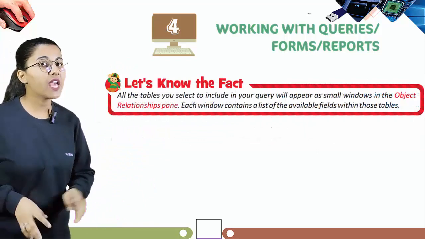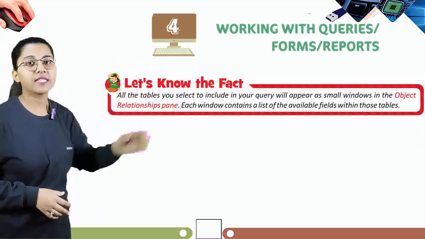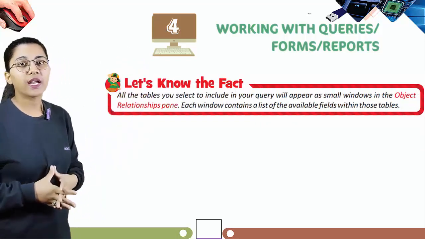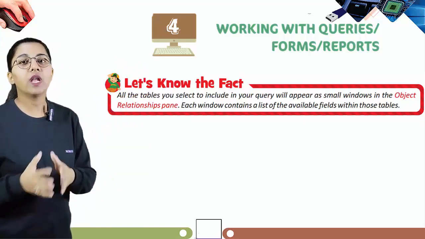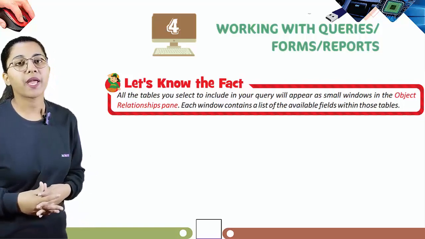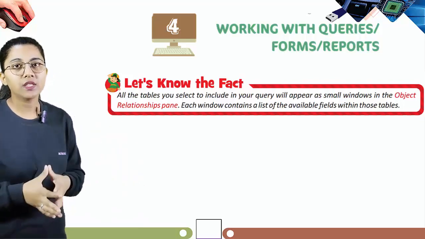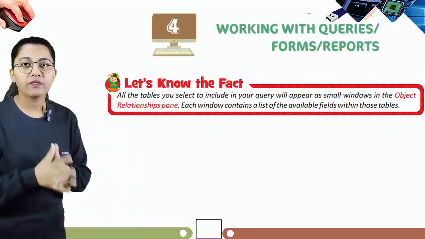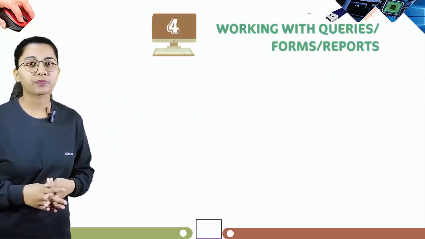Now students, again we have an interesting fact that says all the tables you select to include in your query will appear as a small window in the object relationship pane. Each window contains a list of the available fields within those tables.